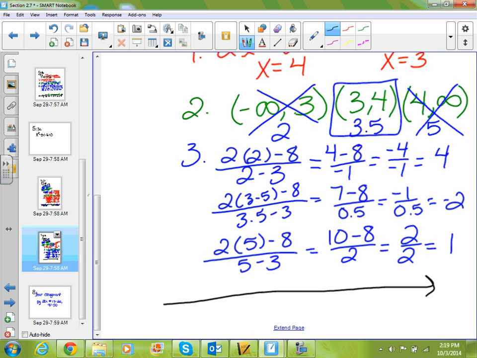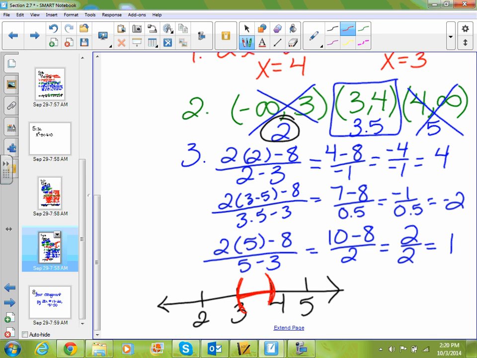So if I draw my number line, I know that my first number starts at 2. So 2, 3, 4, 5. And my last number ends at 5. So I could actually just do a really short number line on this one, in between 2 and 5. And I know that I'm only in between 3 and 4, and I'm shading in between them because it was that in between something.